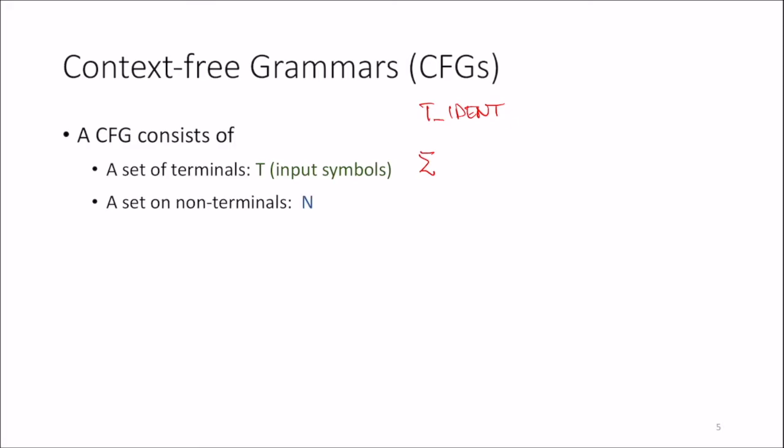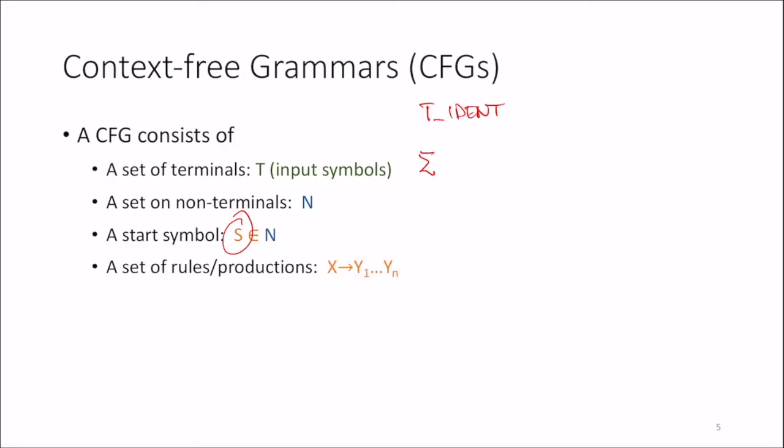Then we have a set of non-terminals, and this is a new set, and it's comprised of symbols that don't appear in the input. So these are kind of meta level symbols that we will use to manipulate the input, and you'll see what we mean when we see some examples. We have a special symbol, which is the start symbol, and the start symbol is an example of a non-terminal. So it's one of these abstract symbols that we'll use.